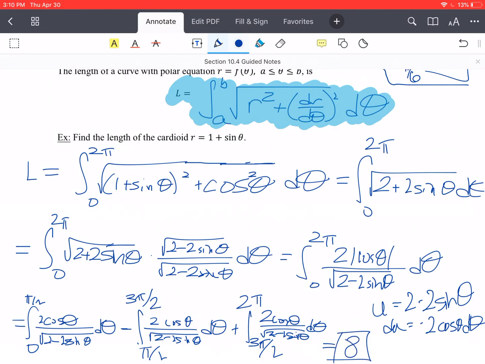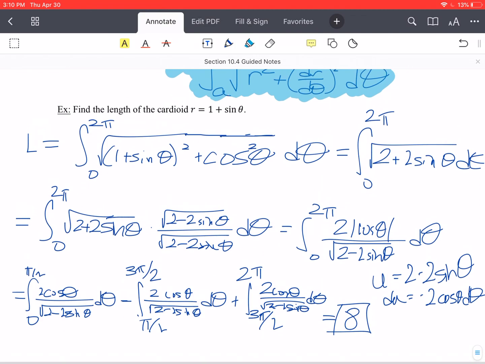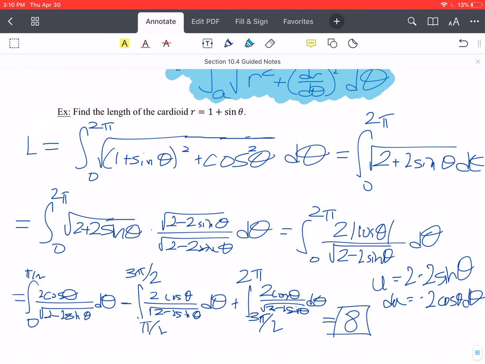8. So it turns out it works out to a really nice number. It doesn't seem like that would be the case, but it does. You're welcome to continue doing the integration if you want extra practice with u subs, but that's going to be what you get.